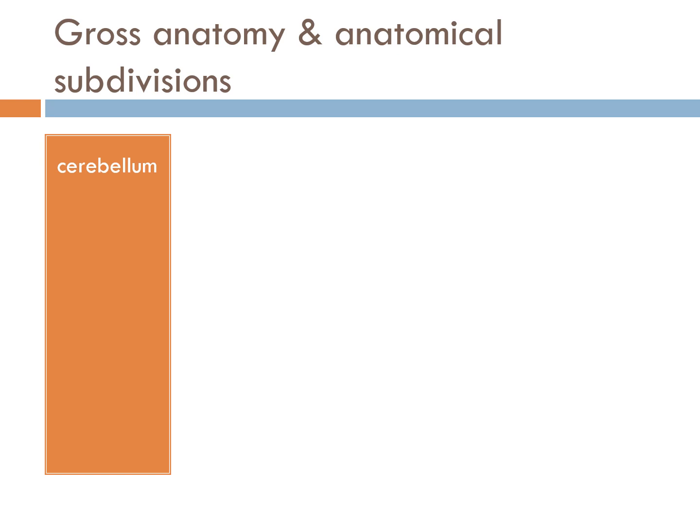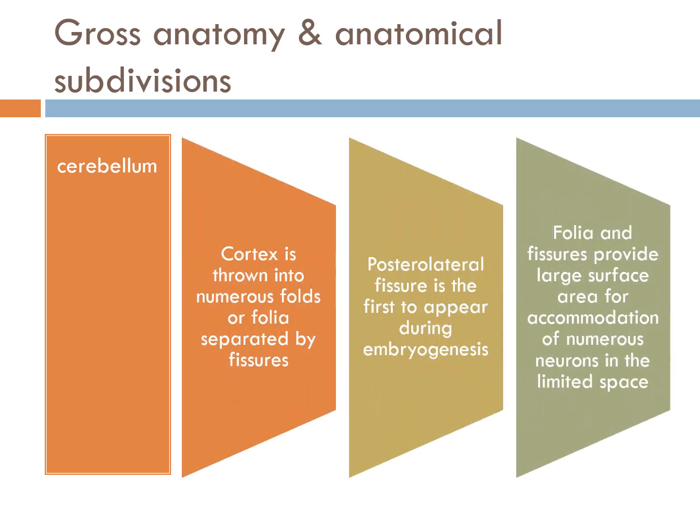Now we will start with the gross anatomy and anatomical subdivisions. Cortex is thrown into numerous folds or folia separated by the fissures. Posterolateral fissure is the first to appear during embryogenesis. So the cerebellum is divided into parts by the fissures. The folds are called the folia. Folia and fissures provide large surface area for accommodation of numerous neurons in the limited space. If you see the sulci and gyri of the cerebral hemispheres, like that in the cerebellum we have the folia and the fissures.